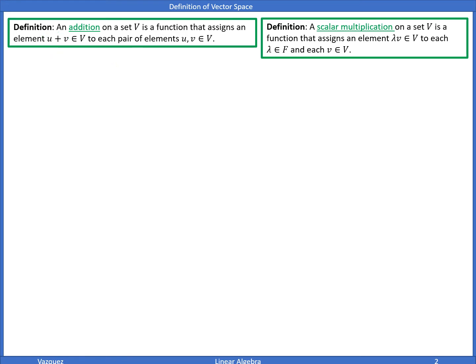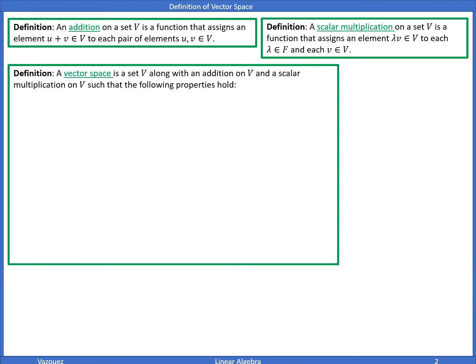But now we move on to define the important definition, probably the most important definition in a while, which is the definition of a vector space. So a vector space is a set V along with an addition on V. So that's why we needed to define addition up here on V, and a scalar multiplication on V. And with these two definitions, the following properties must hold for it to be a vector space.